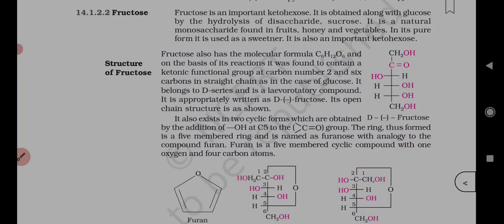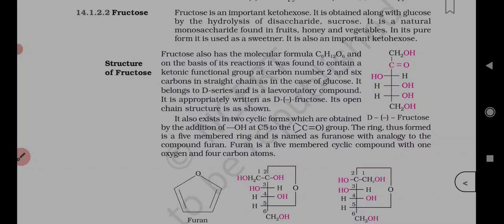When sucrose is hydrolyzed, you will get two things. One is fructose and another is glucose. So it is a natural monosaccharide found in fruits, honey and vegetables. In its pure form, it is used as a sweetener. It is also an important ketohexose.